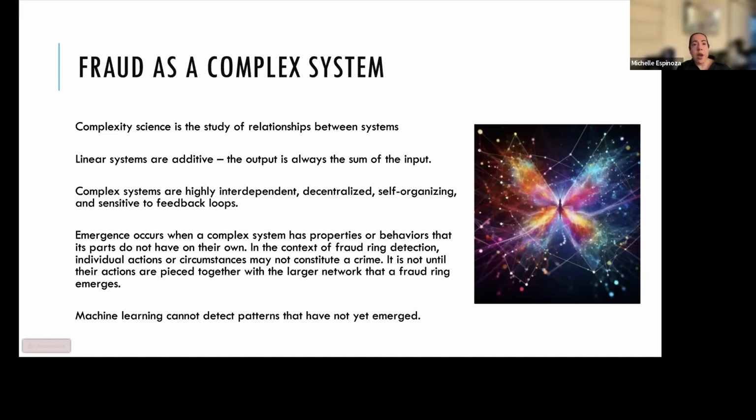Emergence occurs when a complex system has properties or behaviors that the individual parts do not have on their own. In the context of fraud detection, individual actions or components may not constitute a crime. It's not until their actions are placed together with the larger network that a fraud ring emerges. Machine learning cannot detect patterns that have not yet emerged.